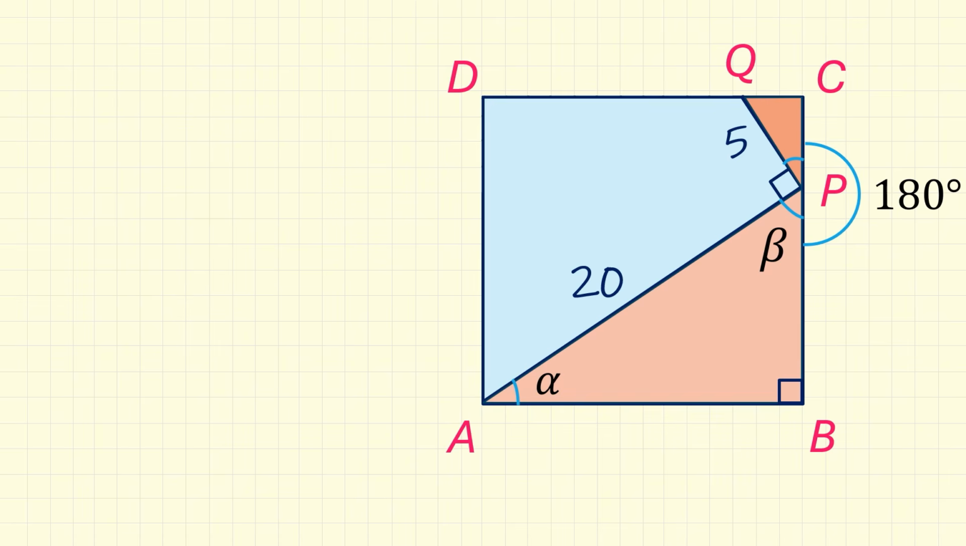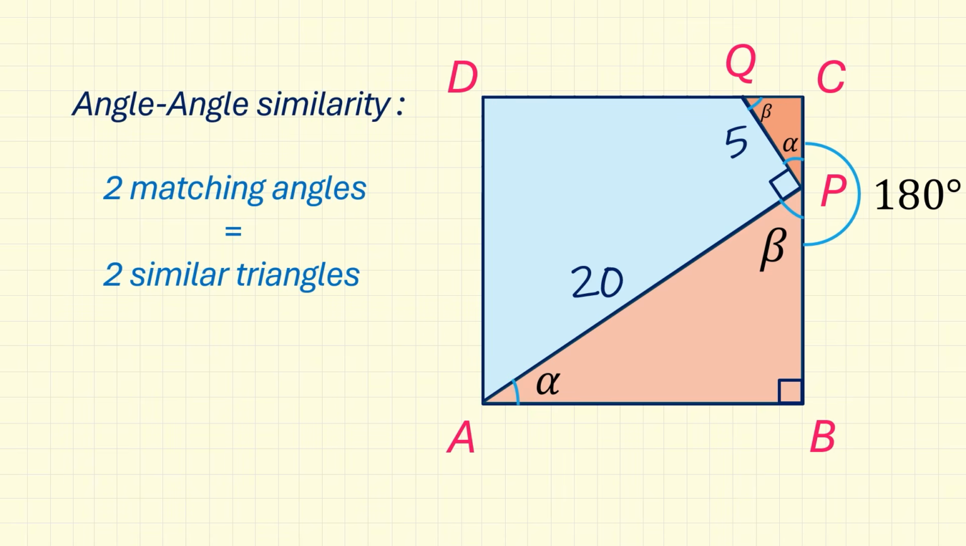By repeating this exact logic for the top triangle, we find that both triangles share the exact same angles, alpha and beta. According to the angle-angle similarity rule, which states that if two angles of one triangle are congruent to two angles of another triangle, then the two triangles are similar. So these triangles are mathematically similar, meaning their side lengths are strictly proportional.